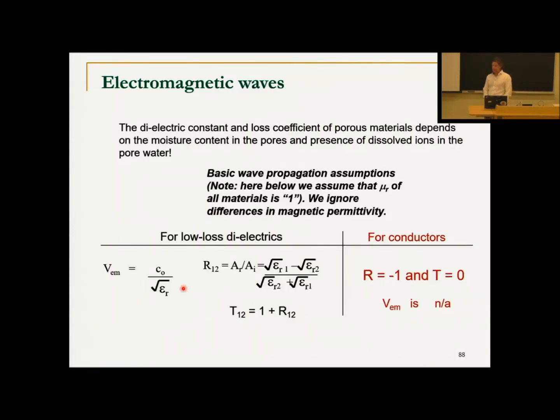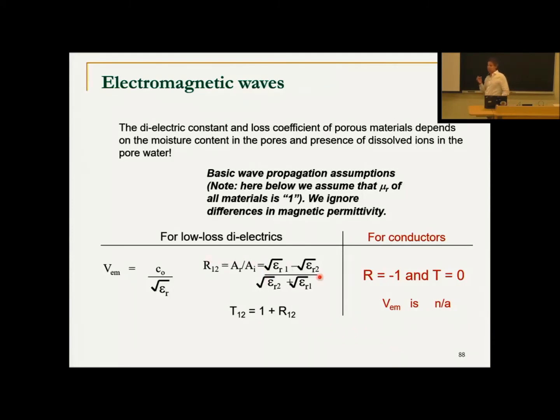And as a result, we can inject electromagnetic waves from air into solid materials because the dielectric constant is similar, so we have much transmission and relatively little reflection, right? And that reflection is governed by the difference in these dielectric constants, right? And so if they're similar, then they will have relatively low reflection.